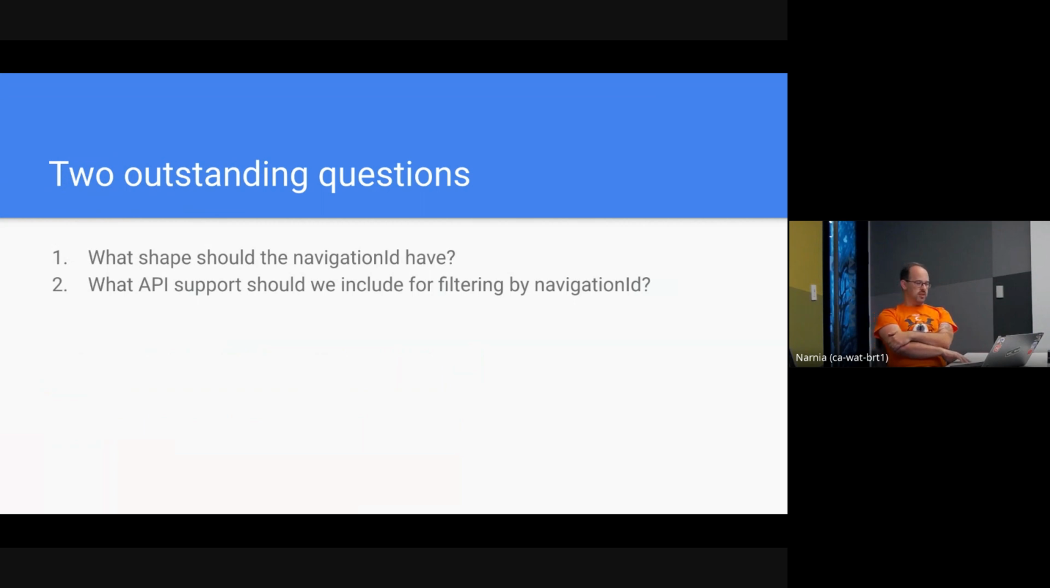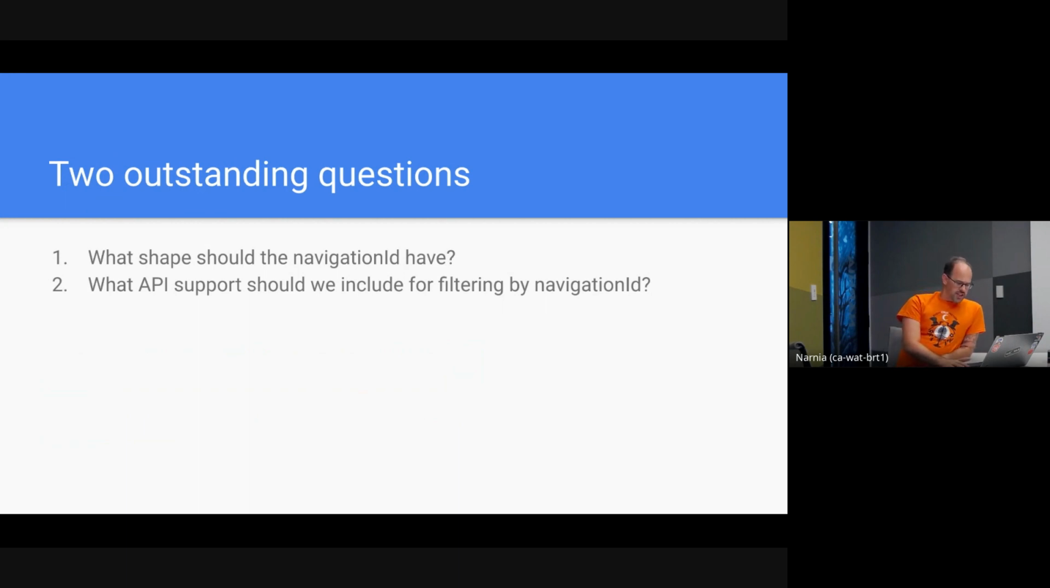There's basically two outstanding questions, though. One is, what shape should the navigation ID be? We've gone back and forth a number of times and realizing that maybe we haven't actually come to consensus here, and I'd like to get opinions from the group on this. And then secondly, whether any particular API support should be included for filtering by navigation ID, the same way that we have filtering by type, by name or by type right now.